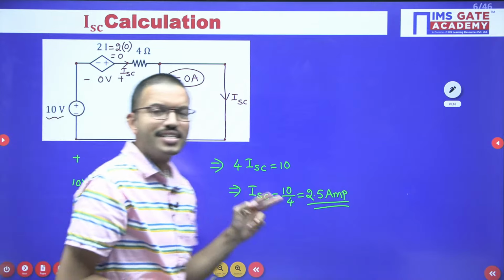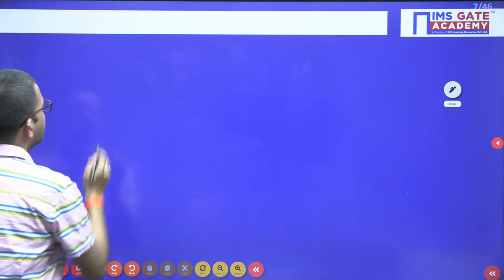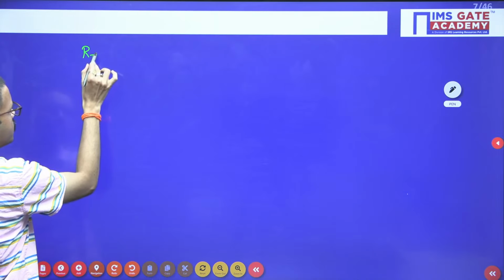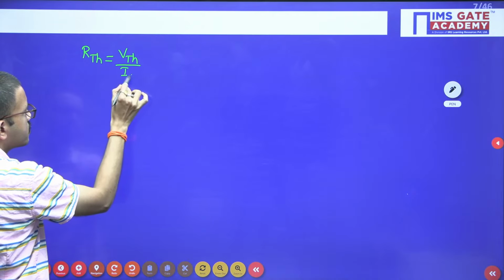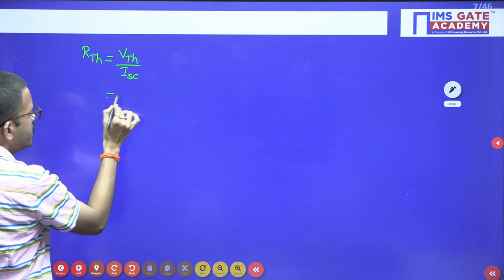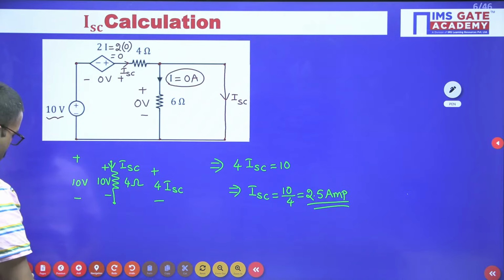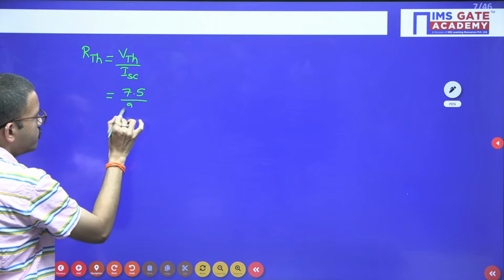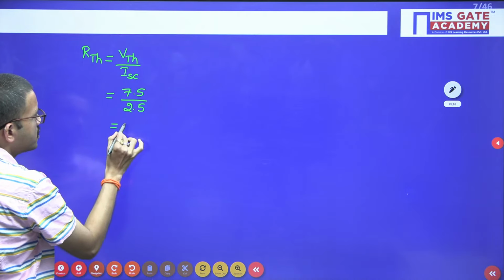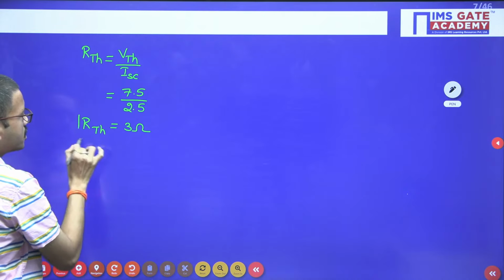Now if you take the ratio of both, from there you will get R_TH. So now I am writing the R_TH value, which is nothing but V_TH divided by short circuit current. So V_TH we got 7.5, short circuit current we got 2.5. So that means we are getting 3 ohms. R_TH value we got 3 ohms.